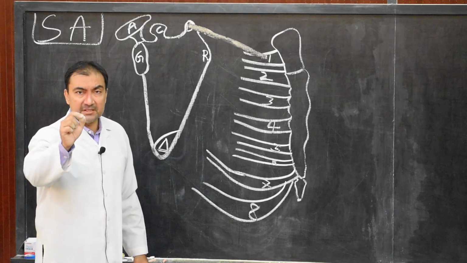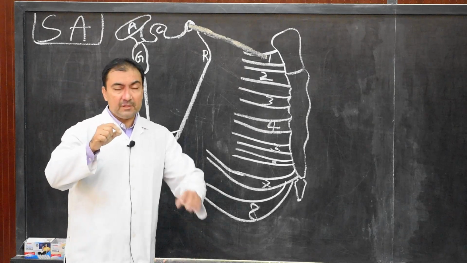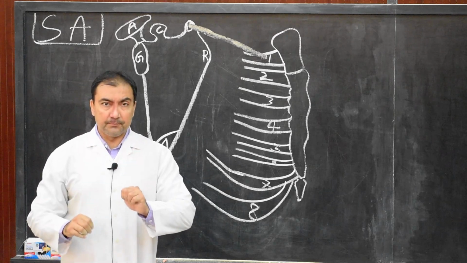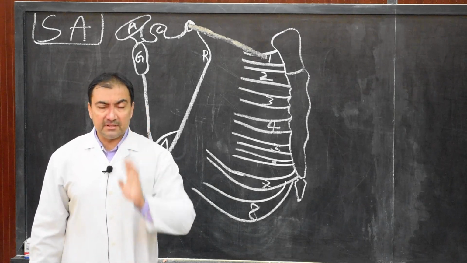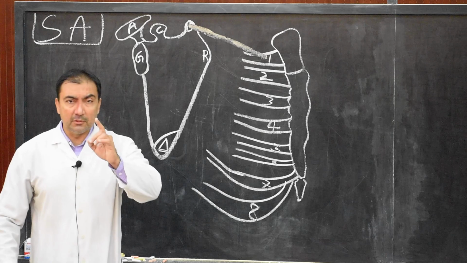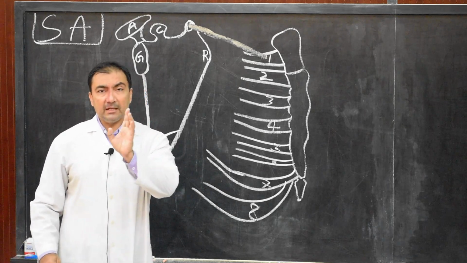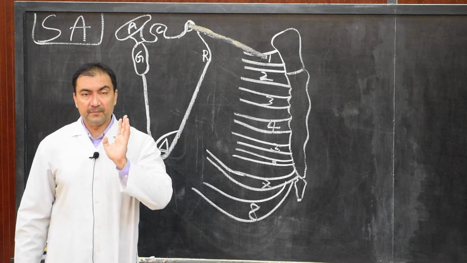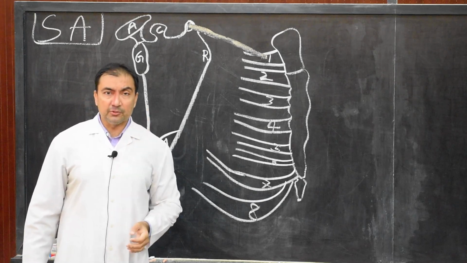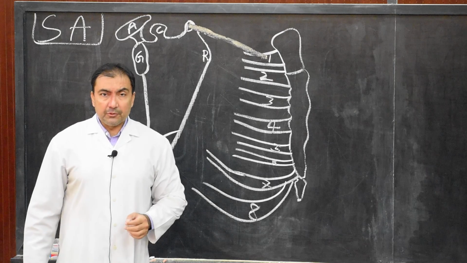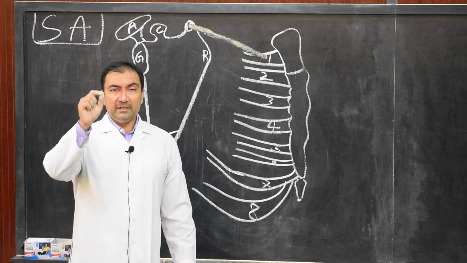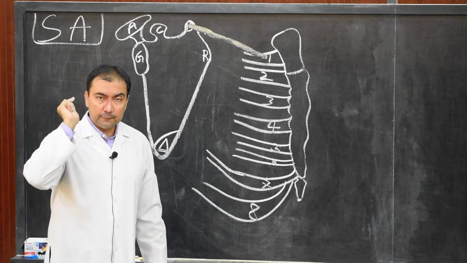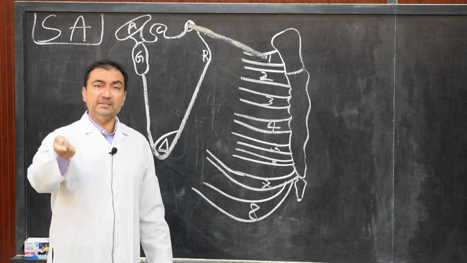Now, as I told you, the origin will be in the form of 8 fleshy slips, that means 8 digitations. The first digitation of serratus anterior will take origin from the outer surface and upper border of the first rib as well as the second rib. This is an important question. It was asked so many times in the MCQ also. The first digitation takes origin from the upper border and outer surface of the first rib as well as second rib.